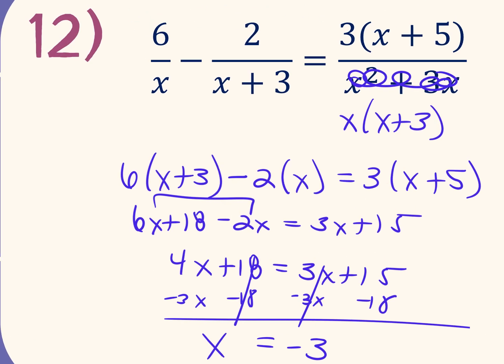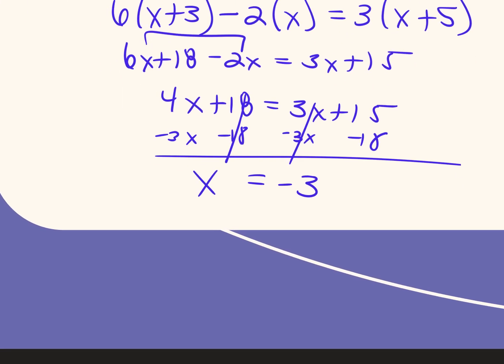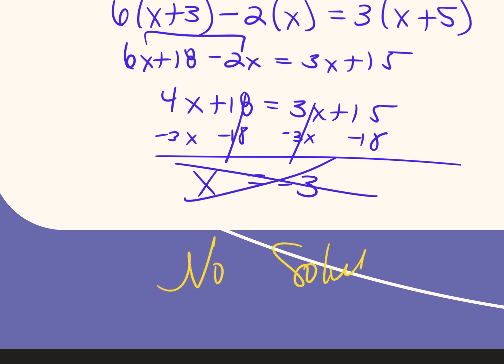All right, if I stick negative 3 in here, are we okay? That's not going to be 0. We're good. What happens if I stick negative 3 in here? It becomes 0. So is this actually a solution? So your answer here is no solution.